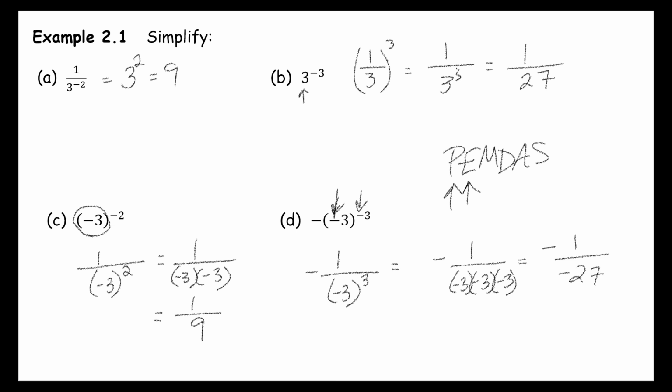Now you have two negative signs that you can actually cancel because there's no more parentheses left. There's no more exponents left. You've got negatives here. So these can cancel each other out and you just end up with 1 over 27, which is a positive number.